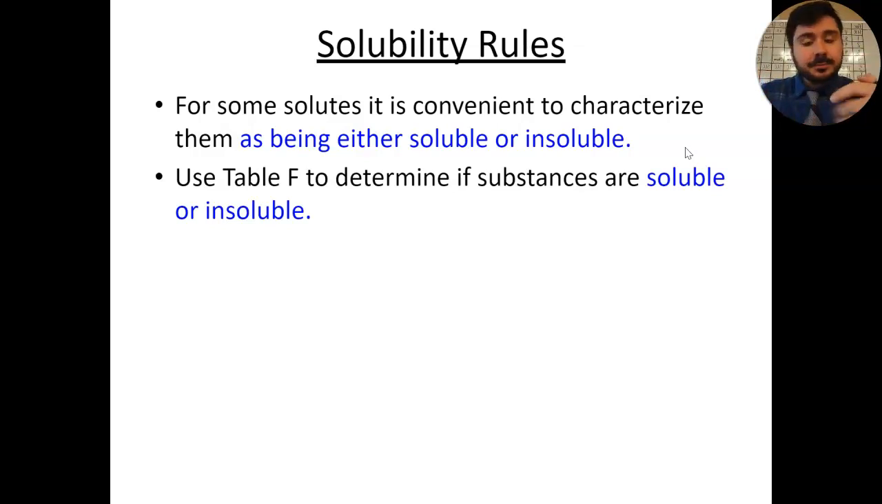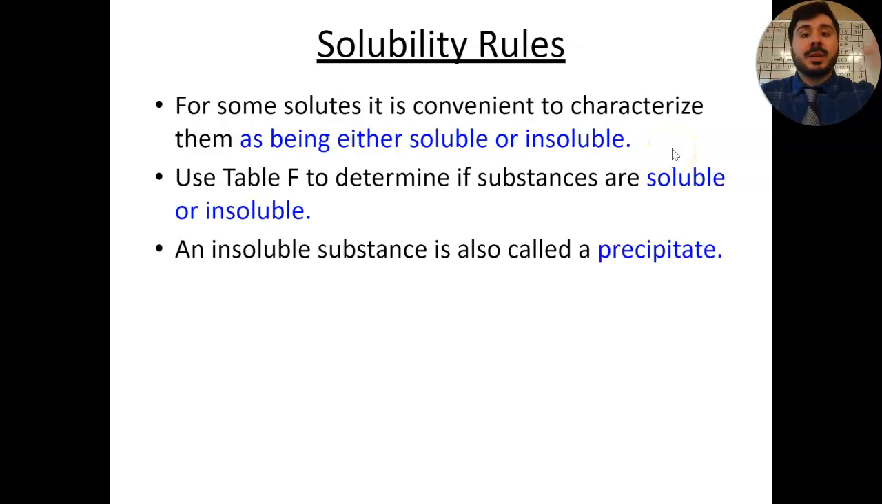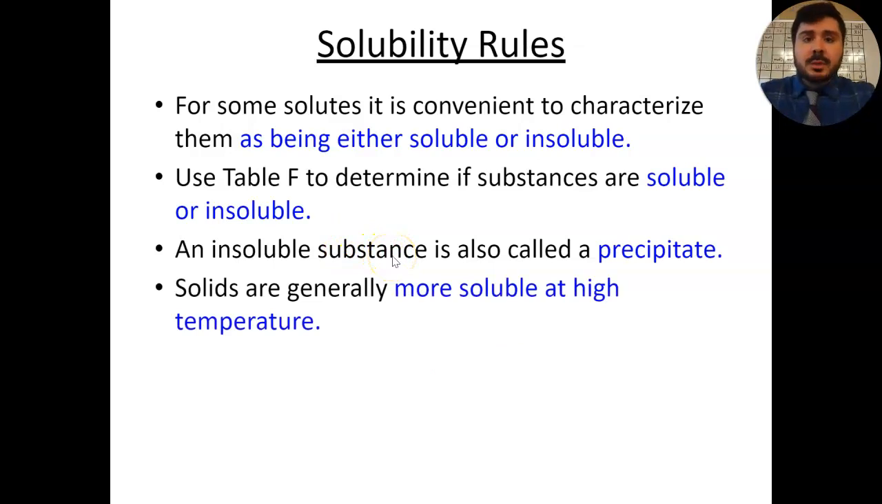Now, the only catch here with table F is that there are going to be some exceptions to this, and you'll see how those exceptions play out. Any substance that is considered to be insoluble is also going to be called a precipitate, right? That's why we used that word precipitate in lab the other day. If a substance was not dissolving into the water, it was just represented as a solid in the water. And that solid substance that you would see, or maybe the cloudiness or the dots you saw in your little mini reactions in lab, those were your insoluble substances.